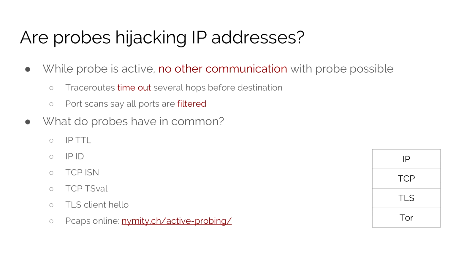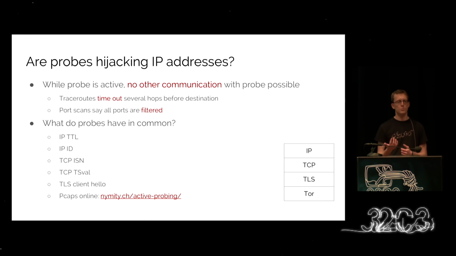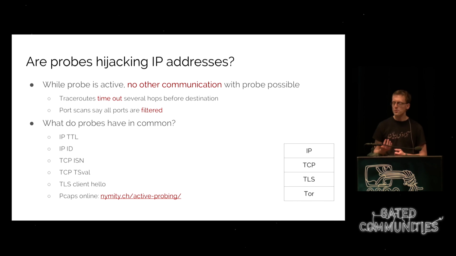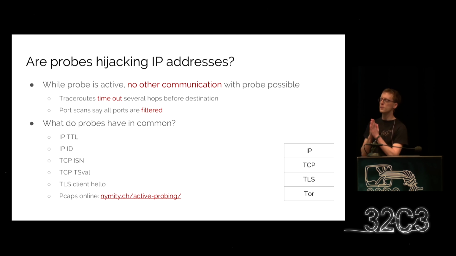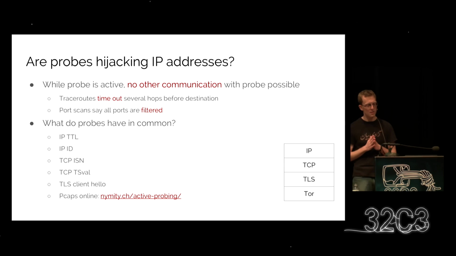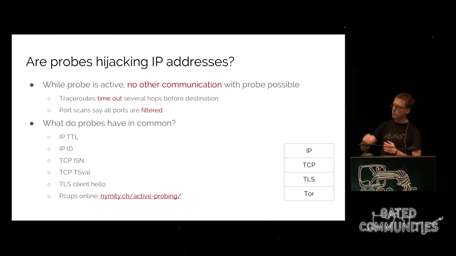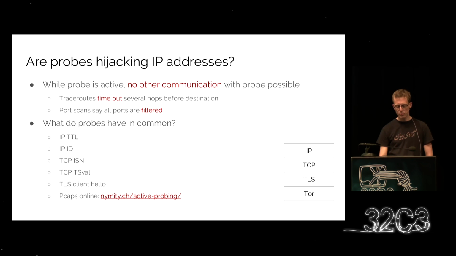We couldn't traceroute to them because traceroutes would time out a couple hops before the destination. You couldn't talk to the probes. They basically showed up at your doorstep, but not the other way around. So there wasn't a lot of interaction possible, so we were left basically looking for patterns in all the data we gathered. And we did that in a systematic way, going basically bottom to top in the TCP layer model. So we started with trying to look for patterns in the IP layer.